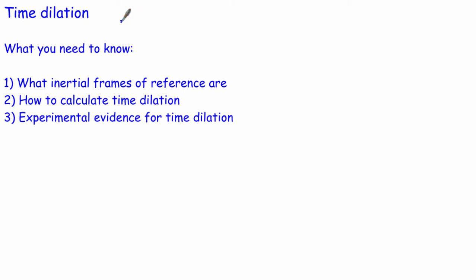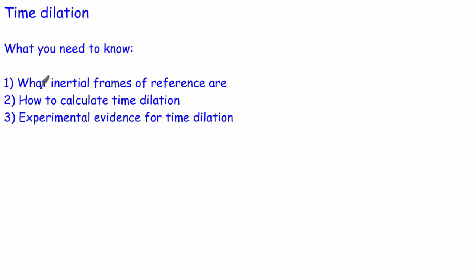In a previous video we looked at the Michelson-Morley experiment and we saw that the speed of light doesn't depend upon either an observer or the source of the light. And so that led Einstein to develop the special theory of relativity, which is where time dilation comes from. So from a time dilation point of view, these are the things that we need to know.